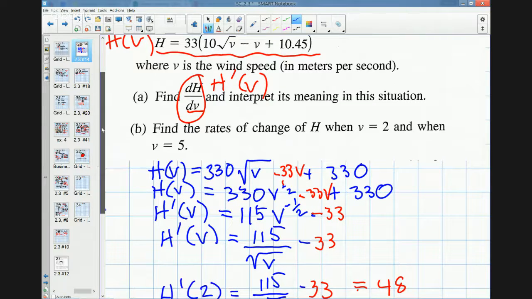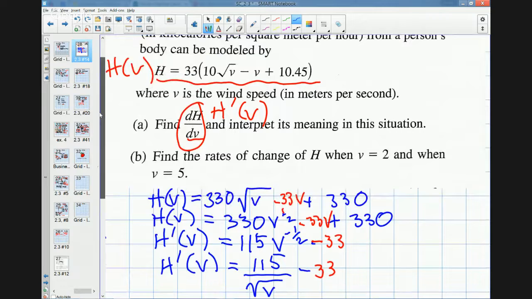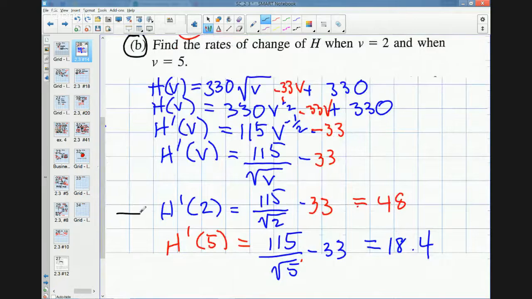So this was really just a derivative problem, a little bit of algebra first, then find the derivative. So first, this one here says find the general derivative, and then in part B, find the specific derivatives at 2 and at 5, which we did down here.